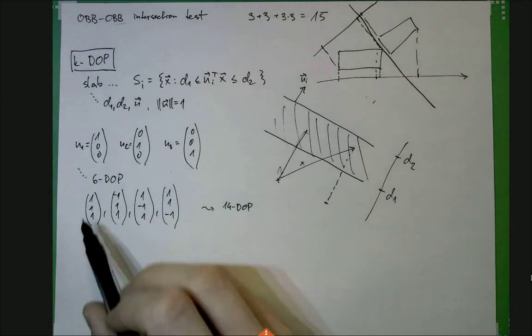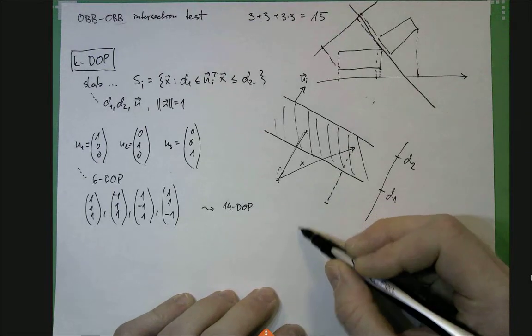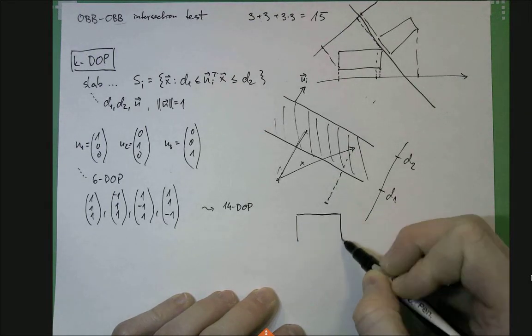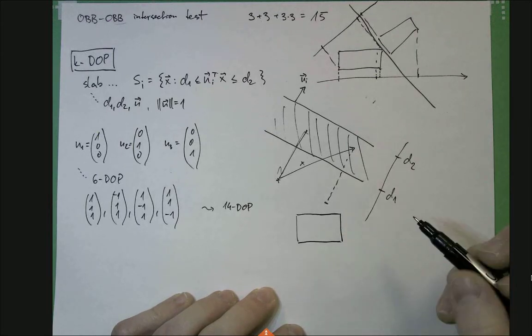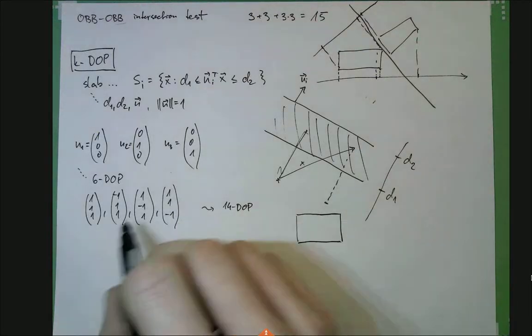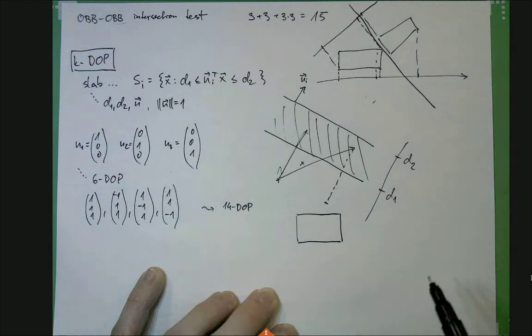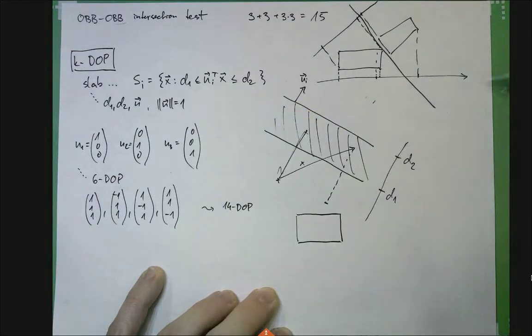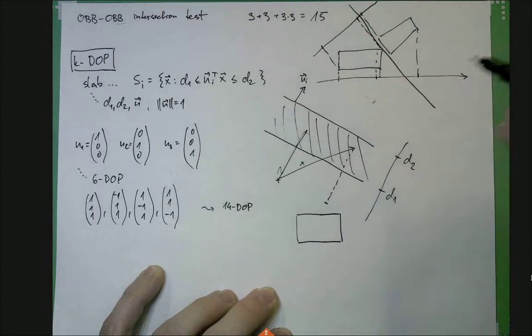So I guess in 2D I could draw it like this. This is what an AABB in 2D would give me. And if I allow these additional directions, oh, I guess I didn't really write it explicitly. Okay, maybe that's why you are confused.